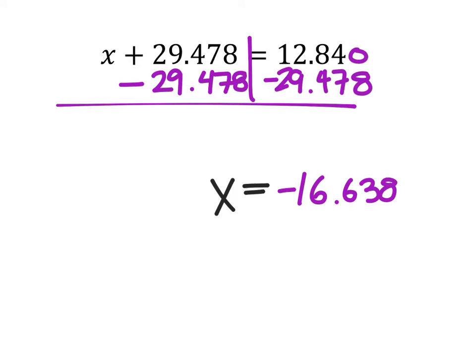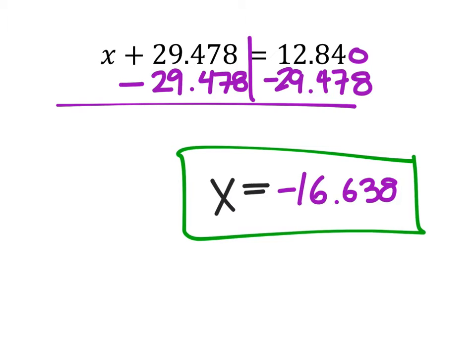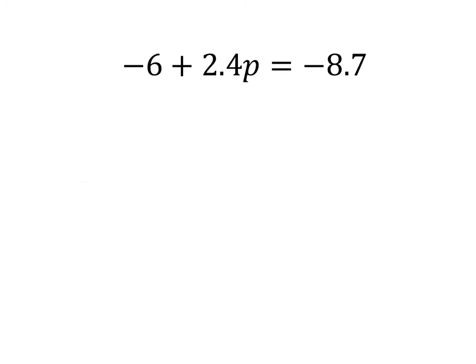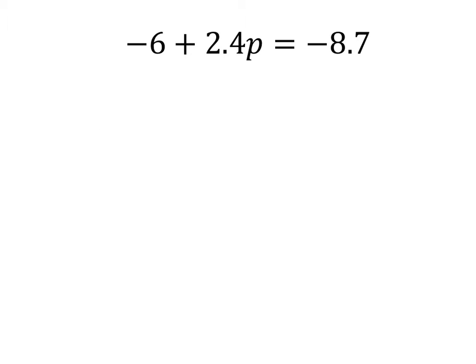I mean, if you want, you could say negative 16 and 638 thousandths, but most people don't really go that far in it. And you know, we can check, right? I've already got it pulled up on my calculator. So negative 16.638. What do we get when we add 29.478? 12.84, which is exactly what we would expect, confirming that this is the solution to this equation because it makes the original equation true.